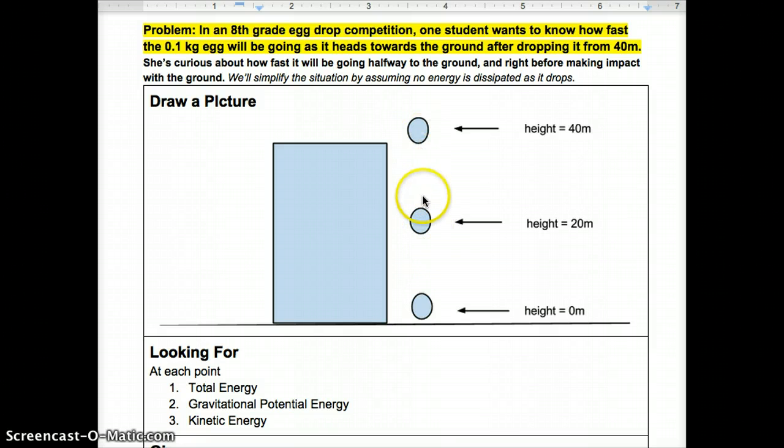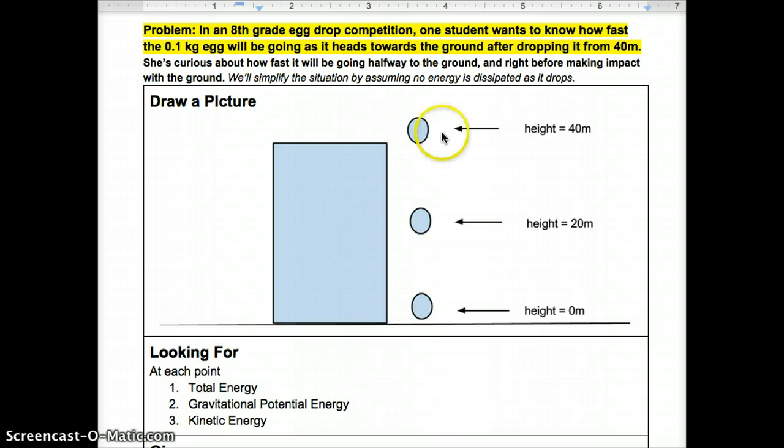So it gets lower. As its velocity increases, it gains kinetic energy. So it loses gravitational potential, and that's converting, transforming it into kinetic energy. At a height of 0, it's going to be essentially 0 meters off the ground, and all that energy should be converted into kinetic energy.